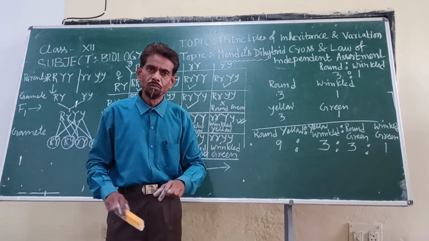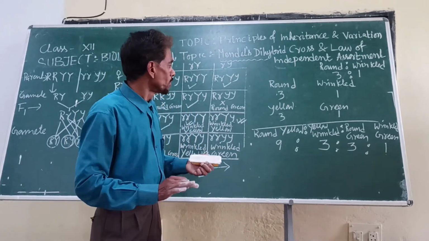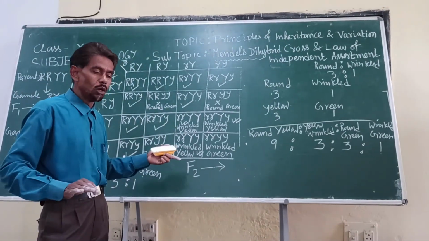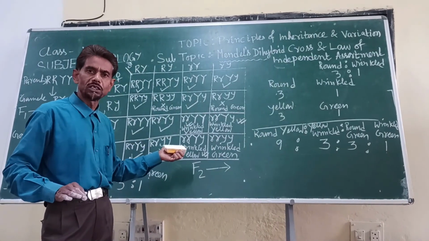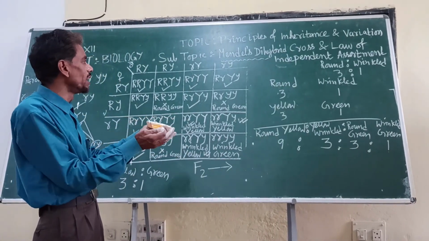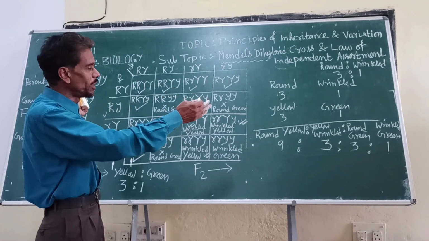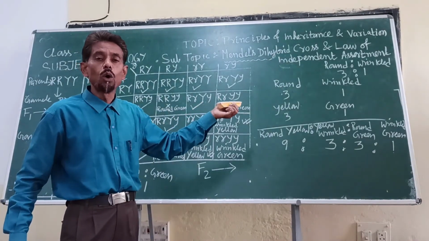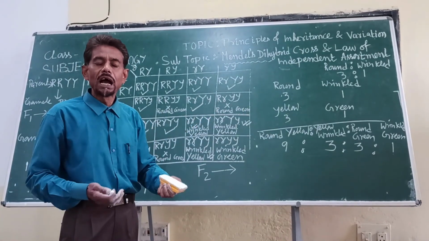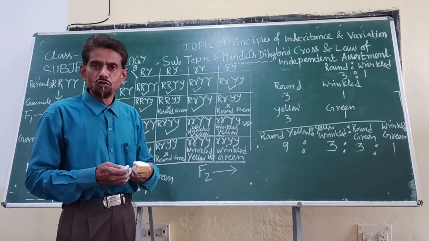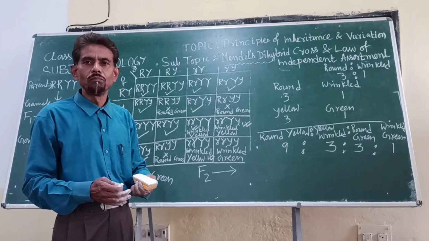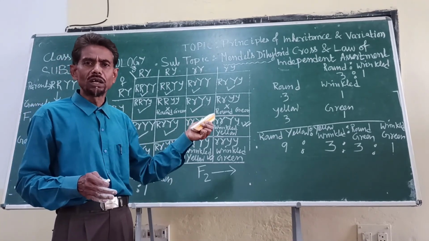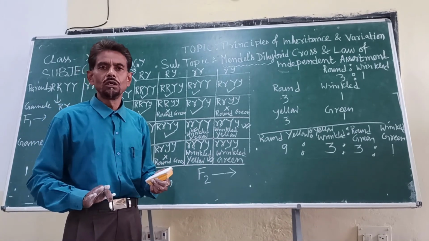Is that clear to you? So I suppose that you got a very clear concept about the dihybrid cross, the phenotypic ratio in the F1 generation and F2 generation, and how the dihybrid cross can be derived by separately taking two monohybrid crosses, and from here how we can know the law of independent assortment, meaning how the allelic genes are assorted independently without any concern about their counter alleles. With this, we shall stop today.